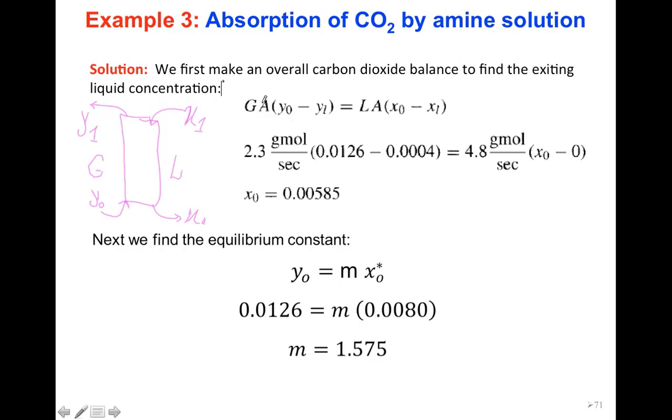This is the column cross-sectional area, which is not an important parameter. You can just eliminate it. So the difference in the CO2 in the gas, which is the difference in the mole fraction times the gas flow rate, is equal to the change in the mole fraction of CO2 in the liquid phase times the liquid flow rate. Okay, so we have all these parameters.